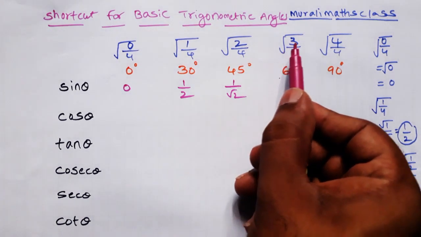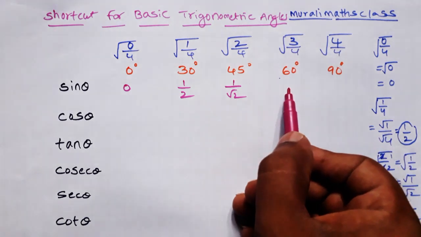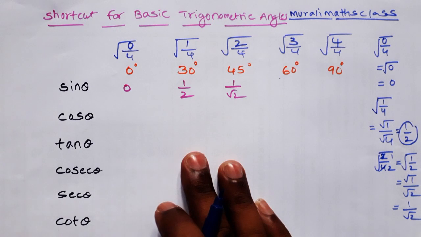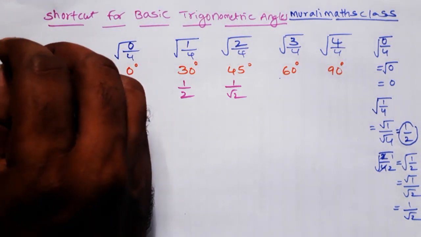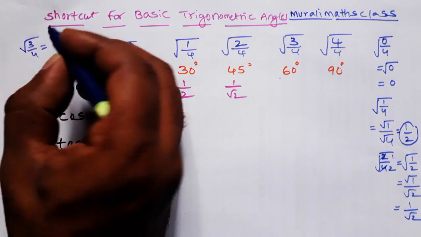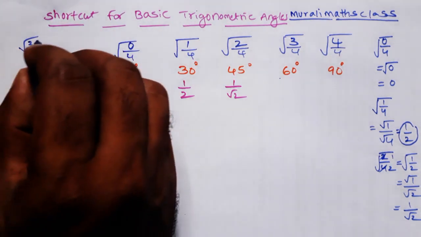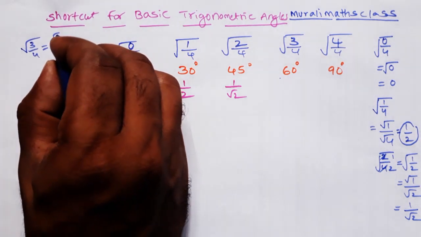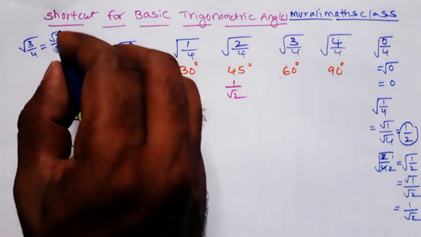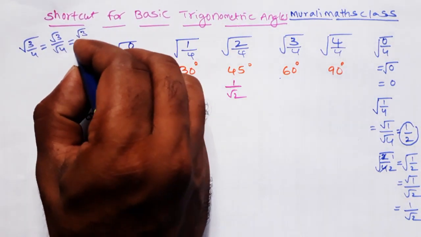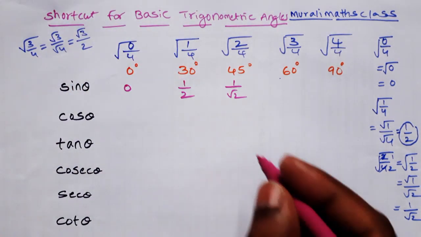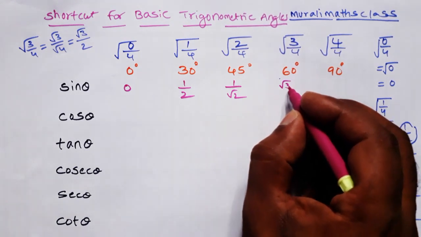Next, square root of 3 by 4 we have to simplify. Write the answer here. How to simplify that? Here I will simplify. Square root of 3 by 4. Apply square root separately for both the numbers. Square root of 3 by square root of 4 equals square root of 3 as it is, divided by square root of 4, which is 2. So root 3 by 2 we got as the answer.